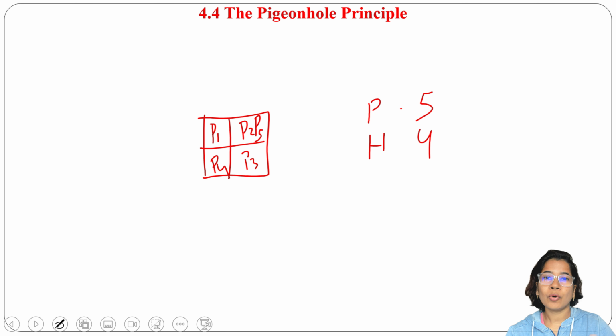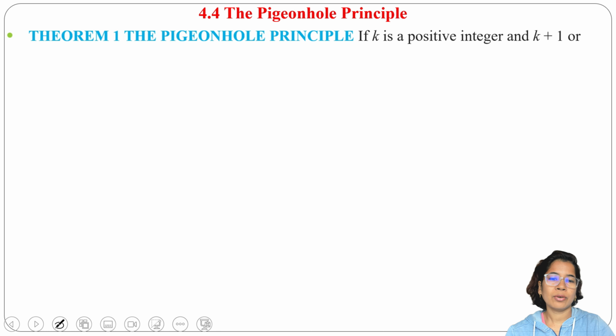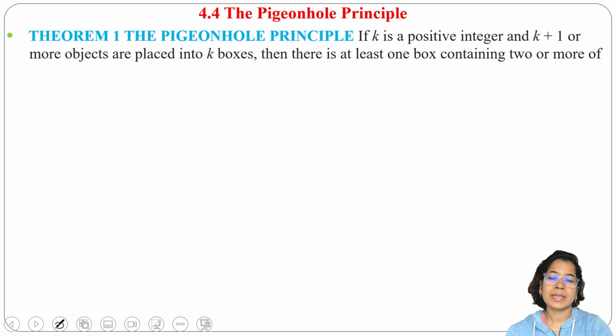If there are more pigeons than holes, then in at least one hole there will be more than one pigeon. So here in this hole there are 2 pigeons. Theorem 1, it's about the pigeonhole principle. If k is a positive integer and k plus 1 or more objects are placed in k boxes, k is the holes and k plus 1 or more are the pigeons that want to sit in k holes, then there is at least one box containing 2 or more of the objects.